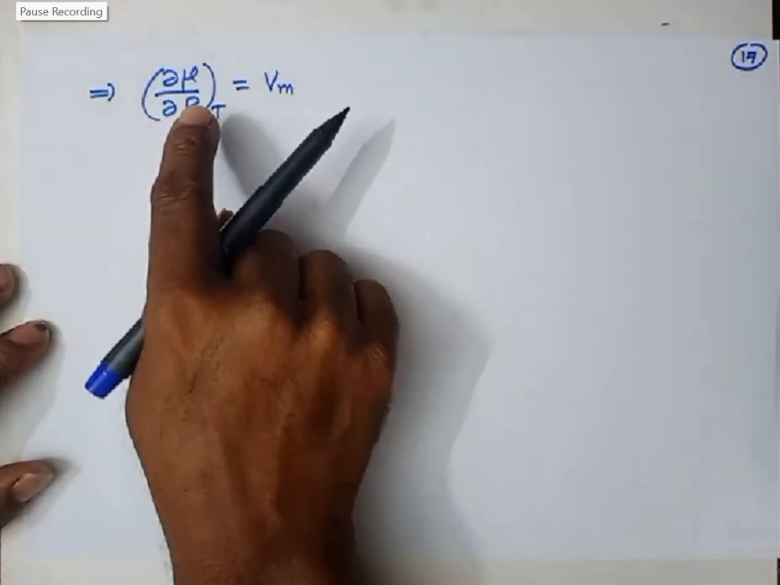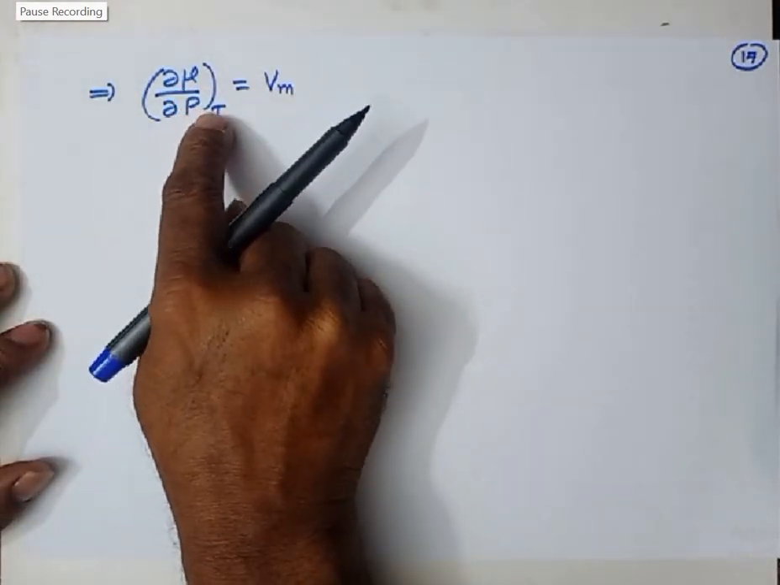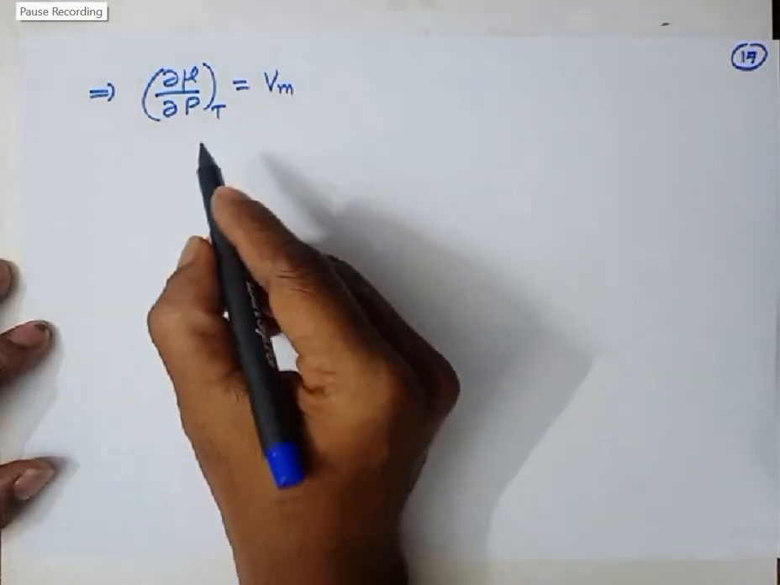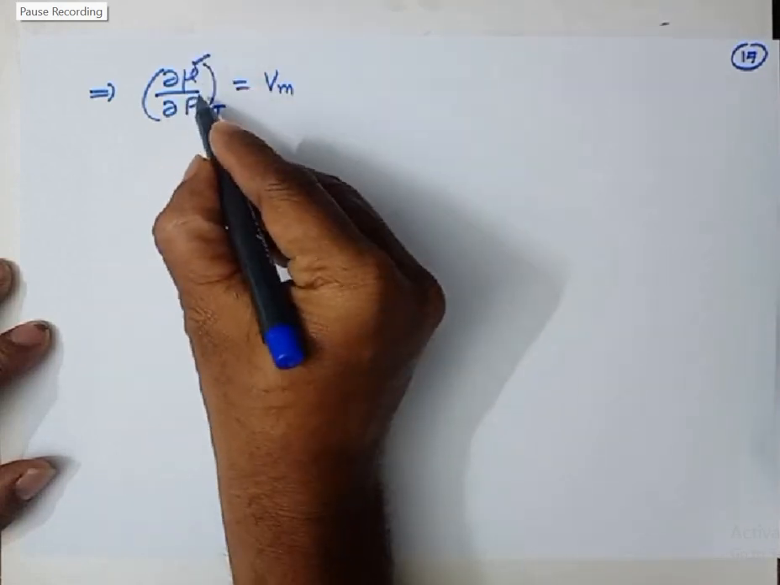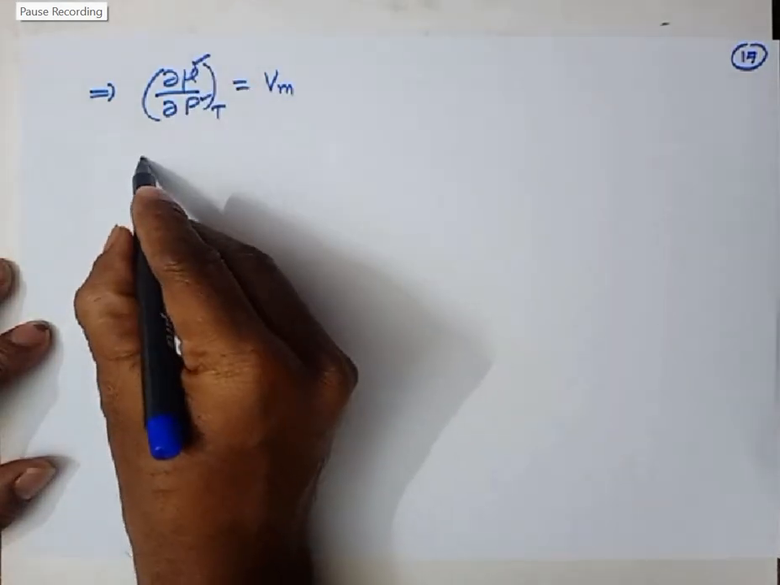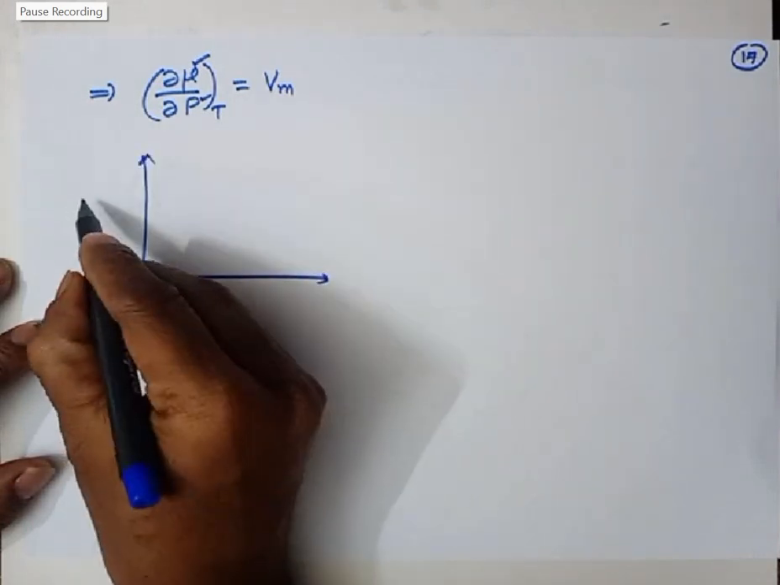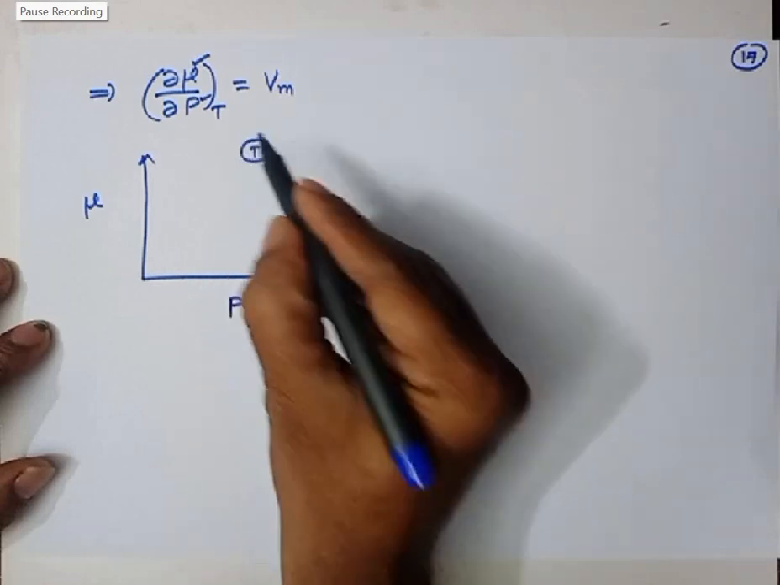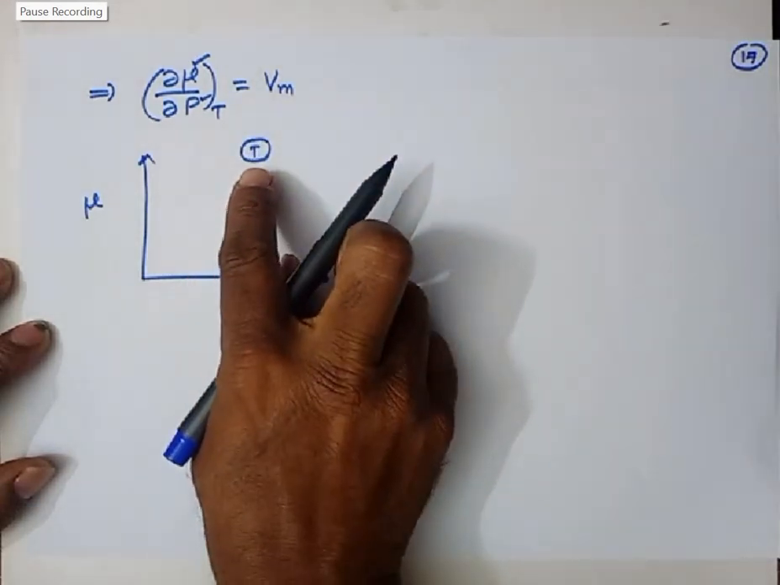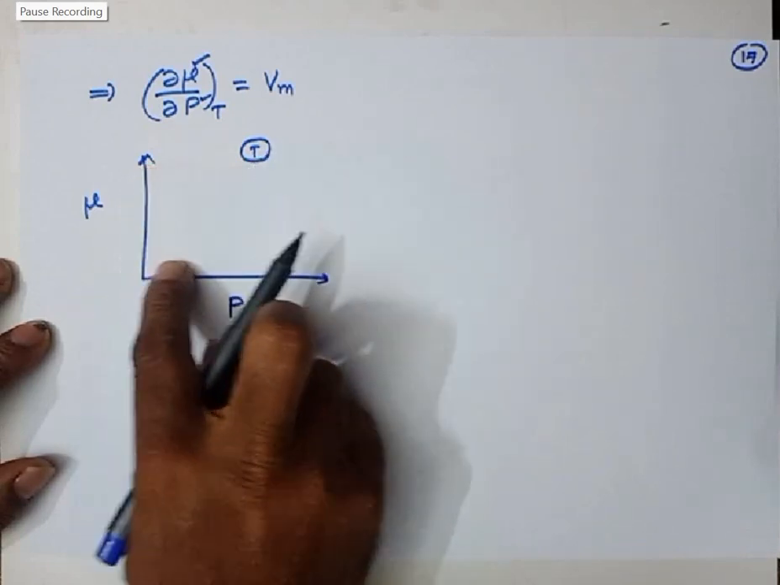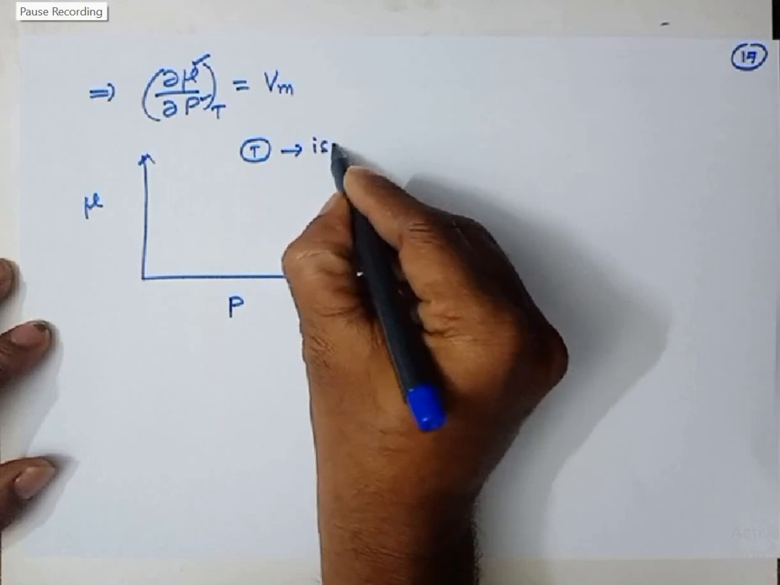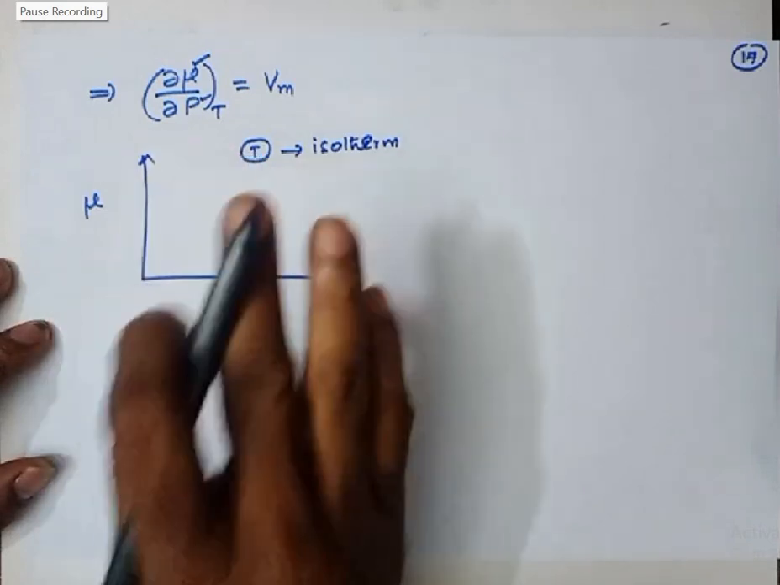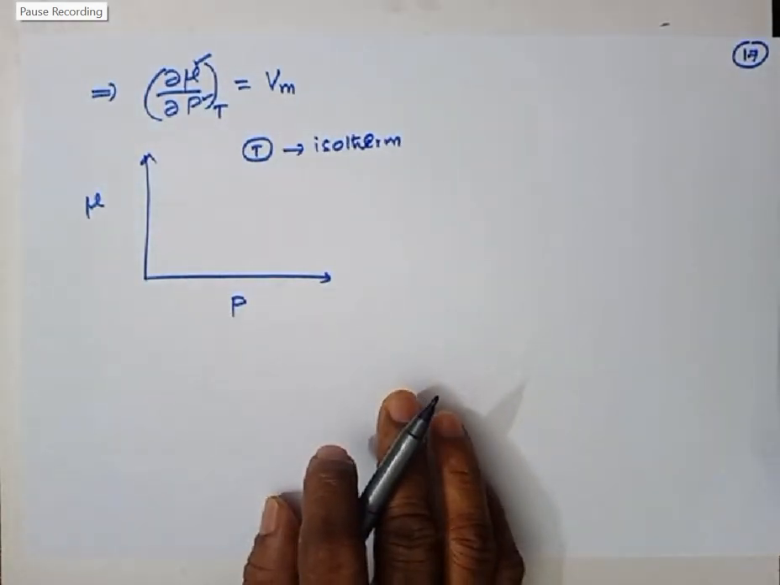This is the second equation. Change in chemical potential with respect to pressure at a constant temperature equals molar volume. Now, if you plot chemical potential versus pressure, keeping temperature constant, I'll plot chemical potential on the y-axis and pressure on the x-axis. I am going to keep temperature constant. If you keep temperature constant and draw any graph, that graph is called an isotherm. Note that. It is called isotherm.